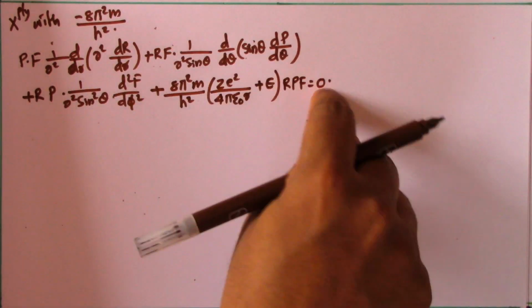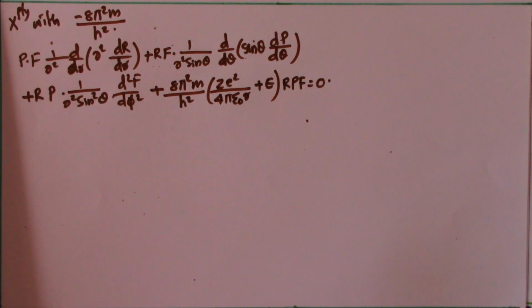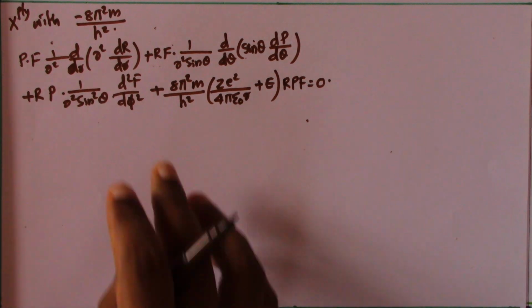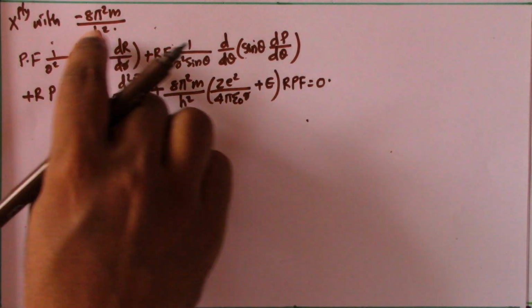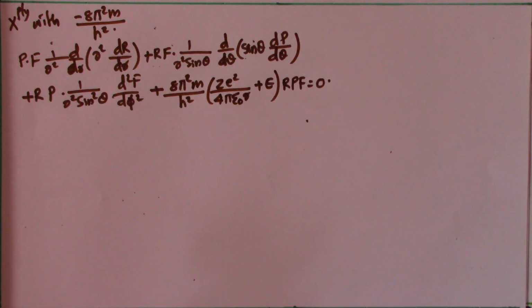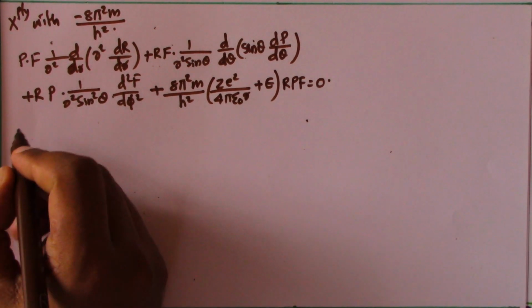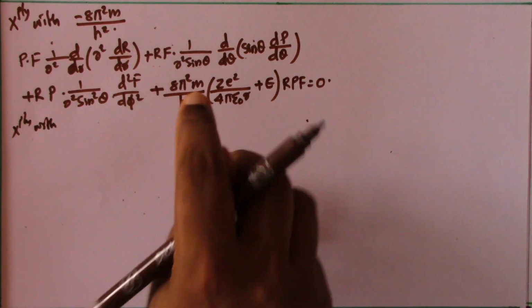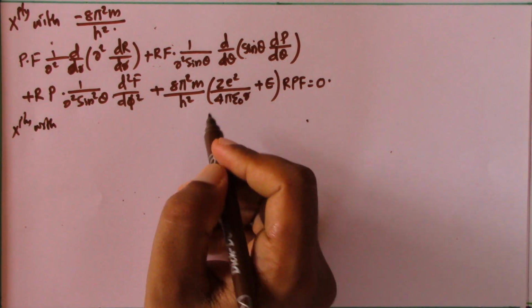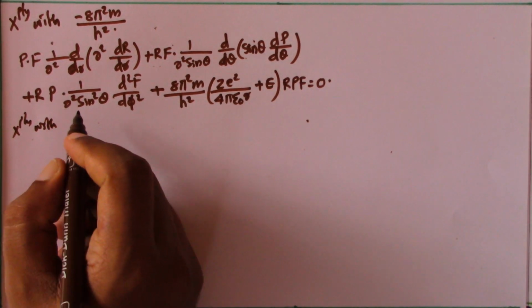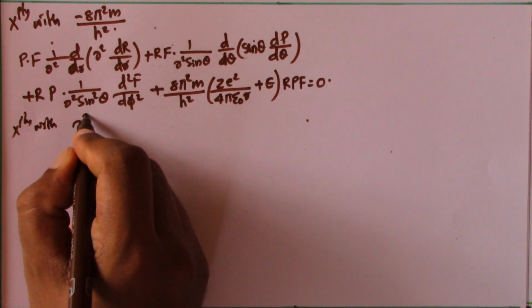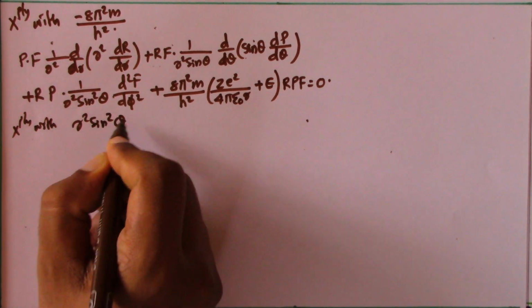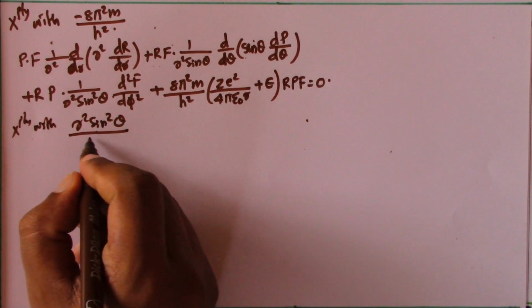0 when multiplied with this one, it's 0. Okay, so now we have multiplied this with the minus 8 pi square by h square. We can again simplify this term by multiplying with r square sine square theta, divided by RPF.